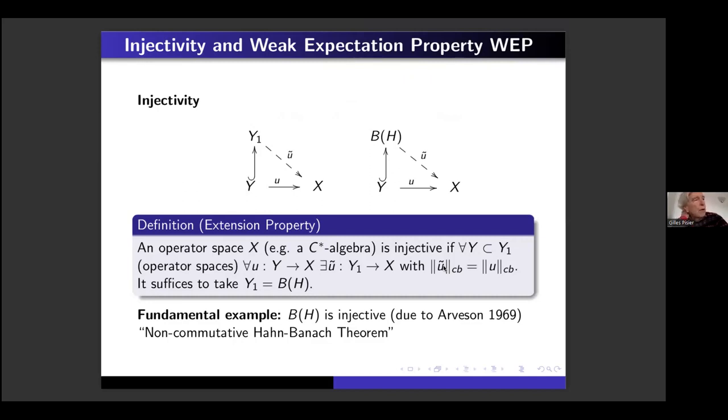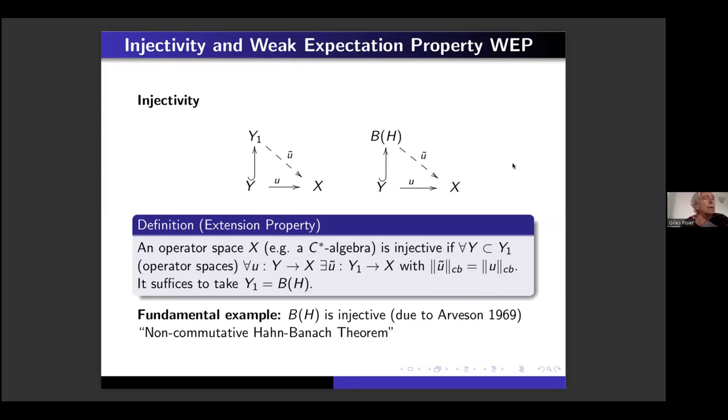So I remind you how it goes. This is now an extension problem instead of a lifting problem, right? We say that X, our target X, which can be a C-star algebra, but more generally an operator space, is injective if anytime we have a completely bounded map with range in X, and there is a larger domain, it can be extended to the larger domain, preserving the CB norm. So the CB norm of the extension U tilde is the same as the CB norm of U.